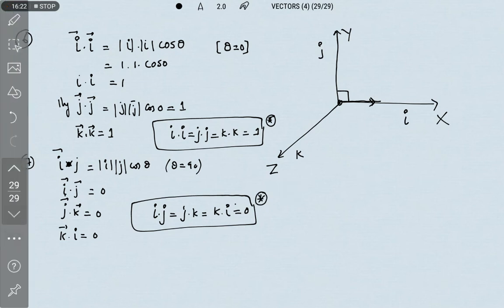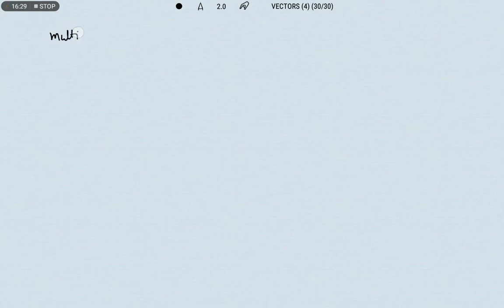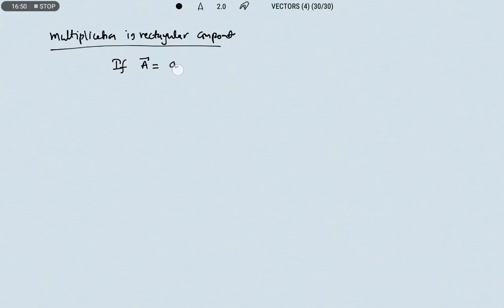Right. Now, multiplication of vectors in rectangular components. Okay, two vectors are given. a bar is equal to ax i plus ay j plus az k, and b bar is equal to bx i plus by j plus bz k. They are asking to find a bar dot b bar.